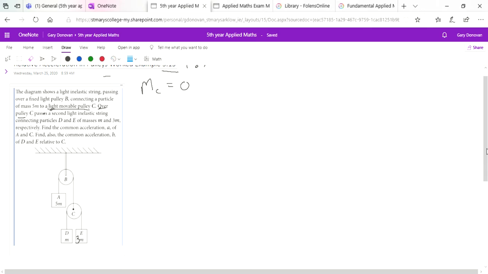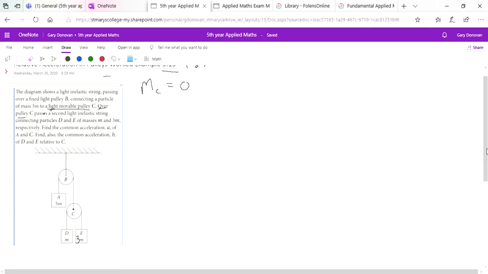In pulley C then we have another string which is connected to particle D, which has a mass m, connected to particle E, which has a mass 3m. And the question is, find the common acceleration A of A and C, and also find the common acceleration B of D and E relative to C.